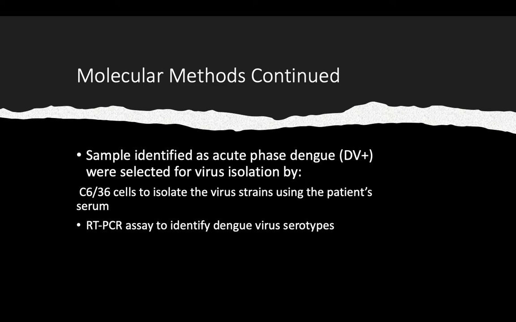Dengue viral infections were isolated using the patient's serum from 145 of the 249 positive cases. Once the dengue virus was isolated, real-time PCR assay was used to identify dengue virus serotypes. Of the 145 that were successfully isolated, 140 serotypes were identified.